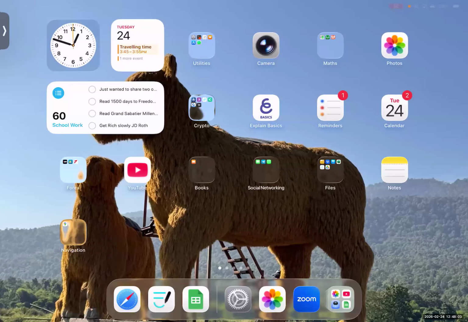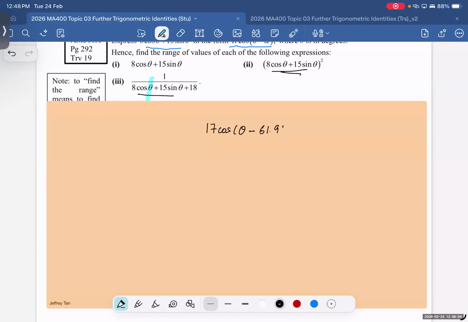Okay, this one, you know that this is 1 over 17 cosine theta. So if we just look at the denominator, 8 cosine plus 15 sine, this is 17 cosine of theta minus alpha, where alpha is 61.9. So this is between 17 and negative 17. Am I right?